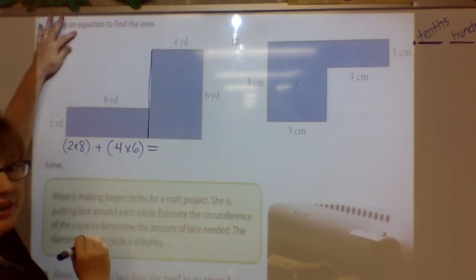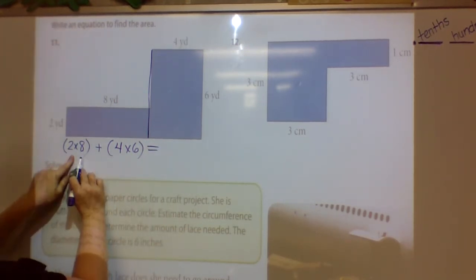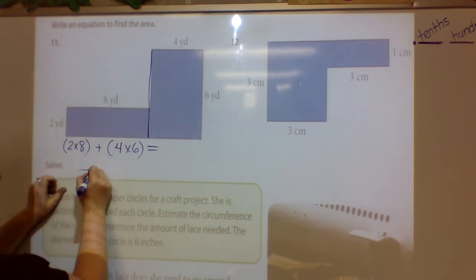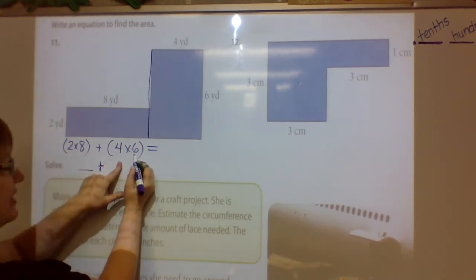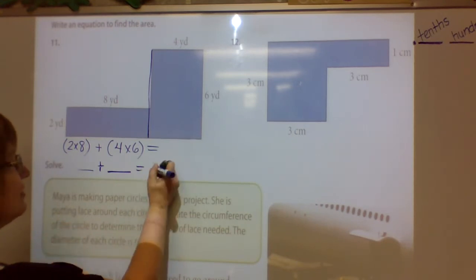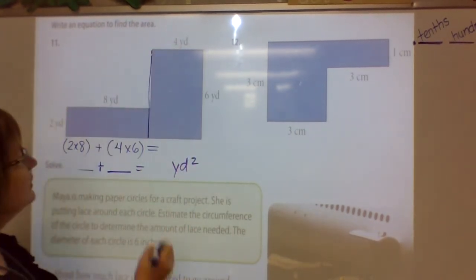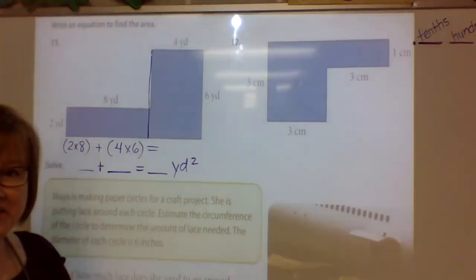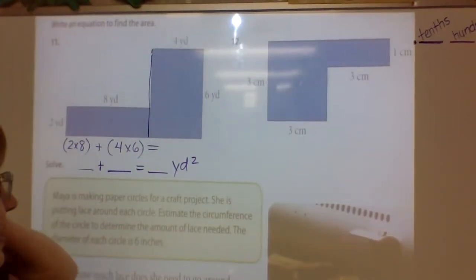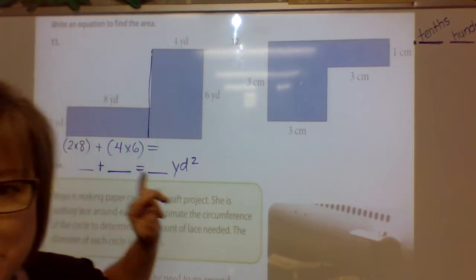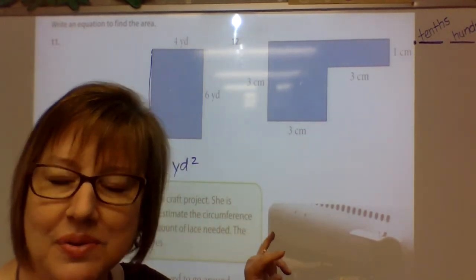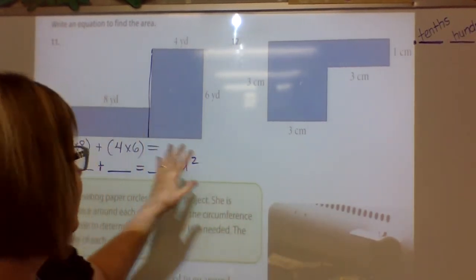Equals what? Okay, so then you figure out what 2 times 8 is, and you write that number right here, and then you figure out what that is, and write that number there, and that gives you how many square yards. Okay, there, I gave you how to work that one out. So actually, should we go back and redo those? Because I did those wrong. The book doesn't show us, but really, either way is fine.